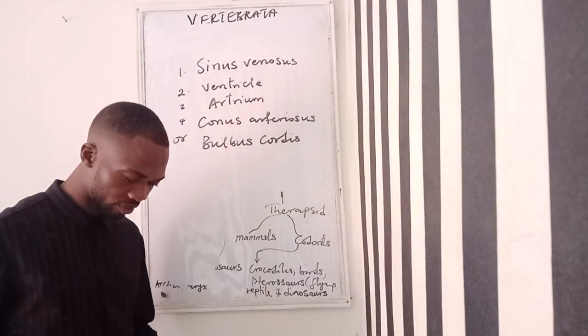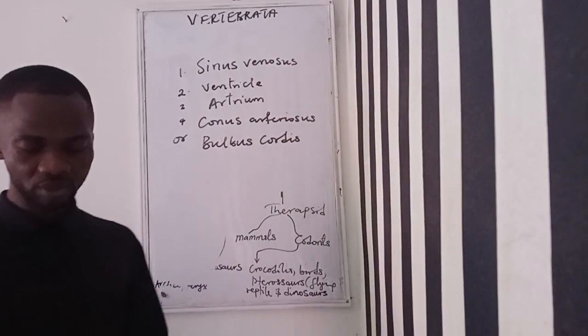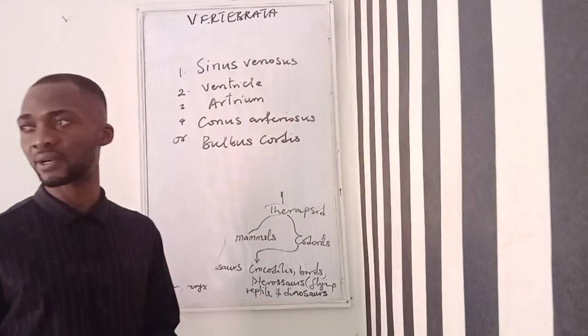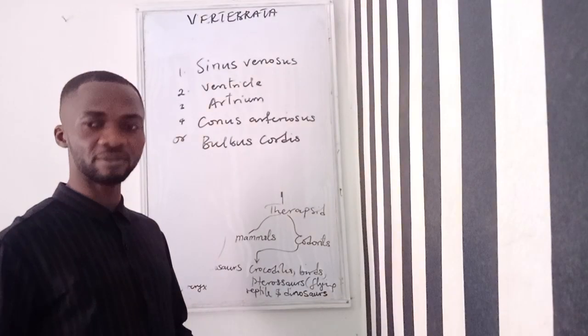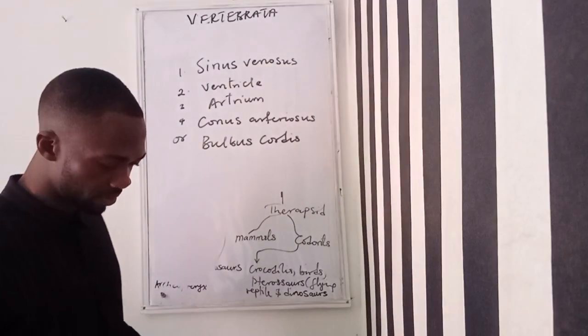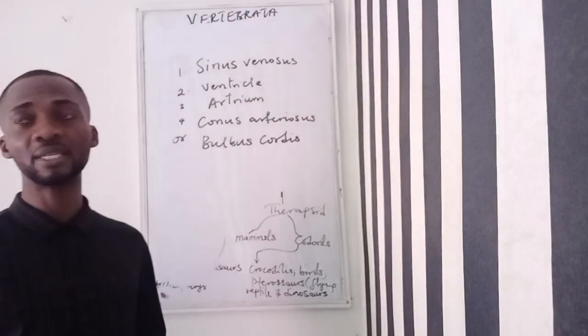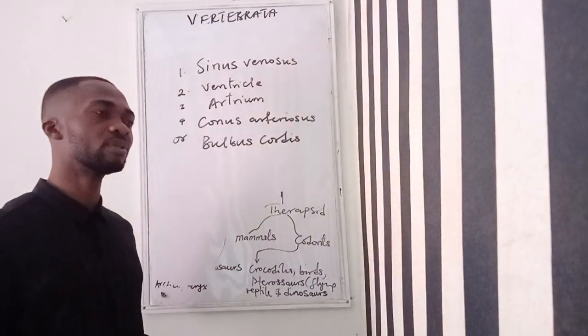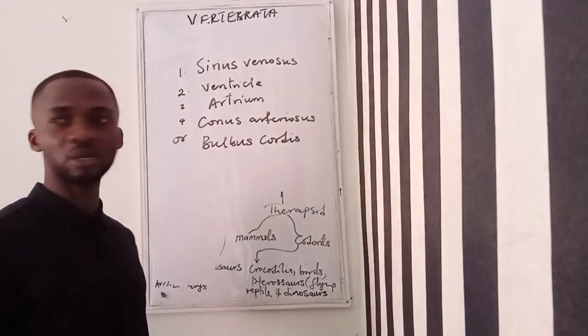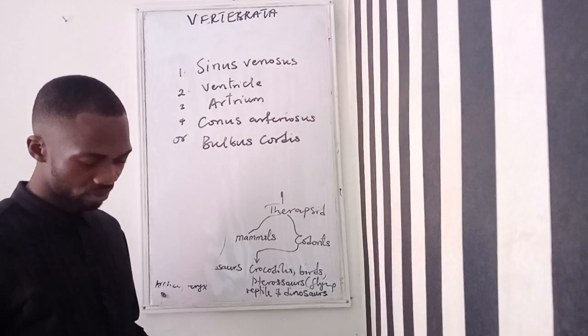Then adaptation in fishes. There are certain characteristics or features that enable fishes to survive in the environment. One is the presence of gills, and gills, of course, are suitable for aquatic life. Without gills, the organism will not be able to get oxygen.